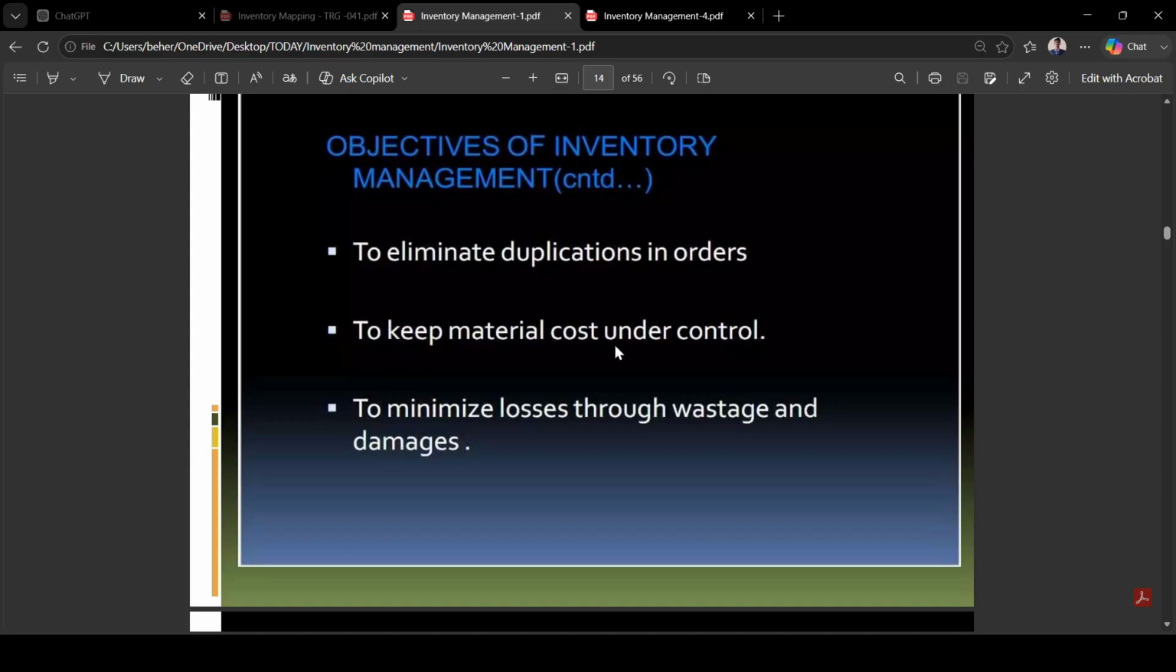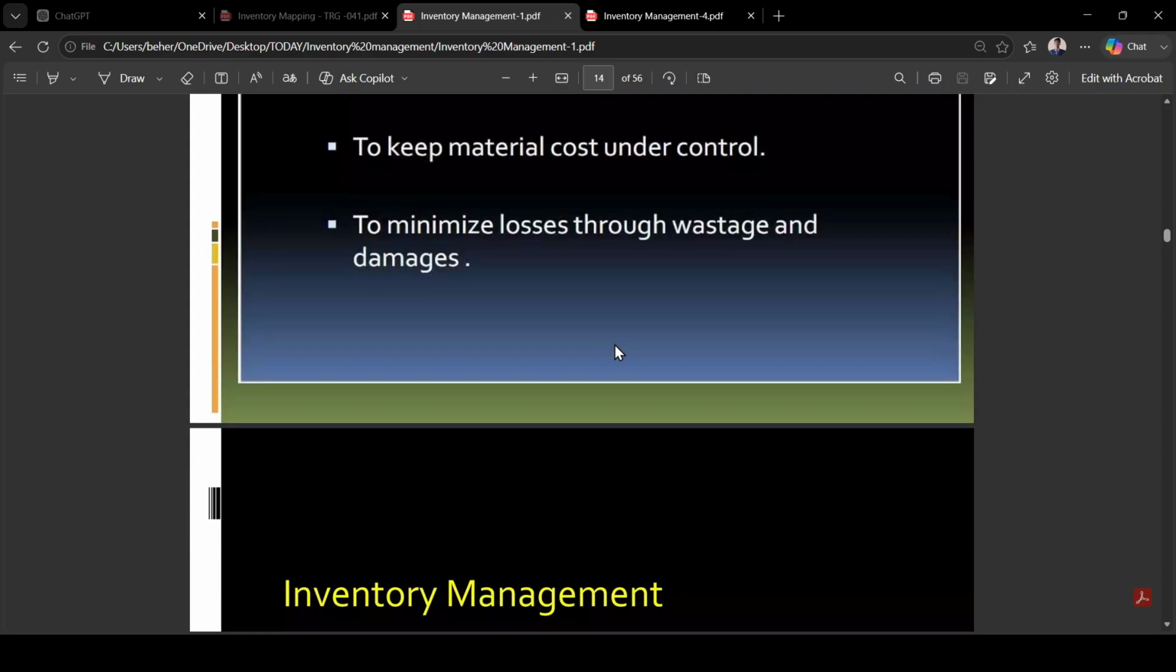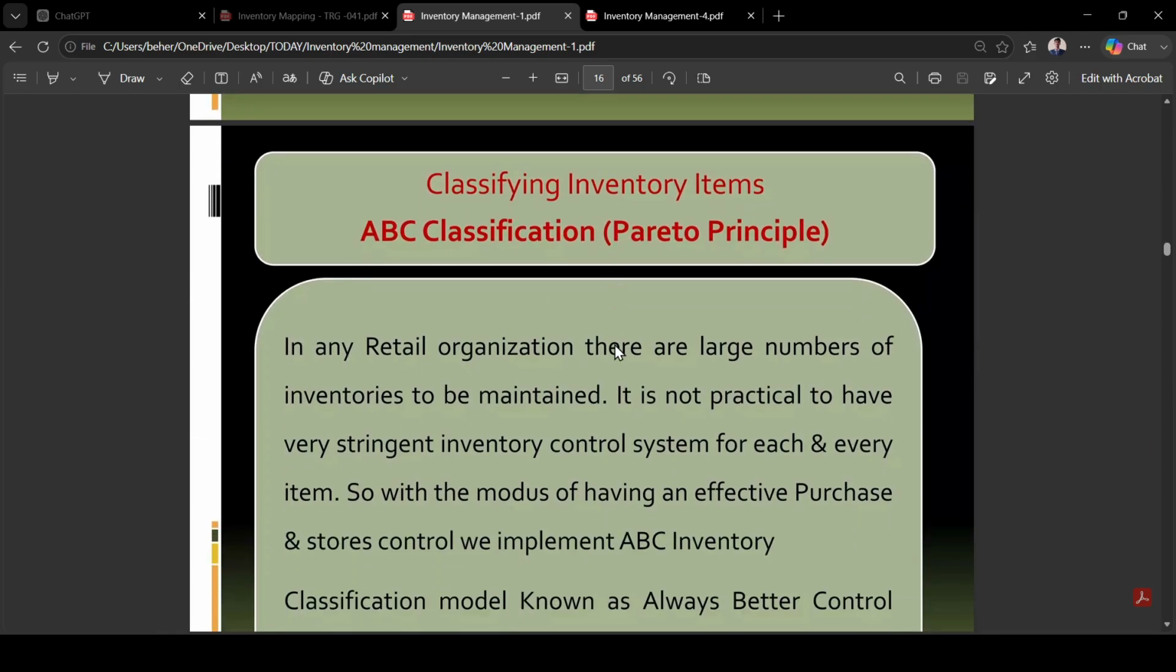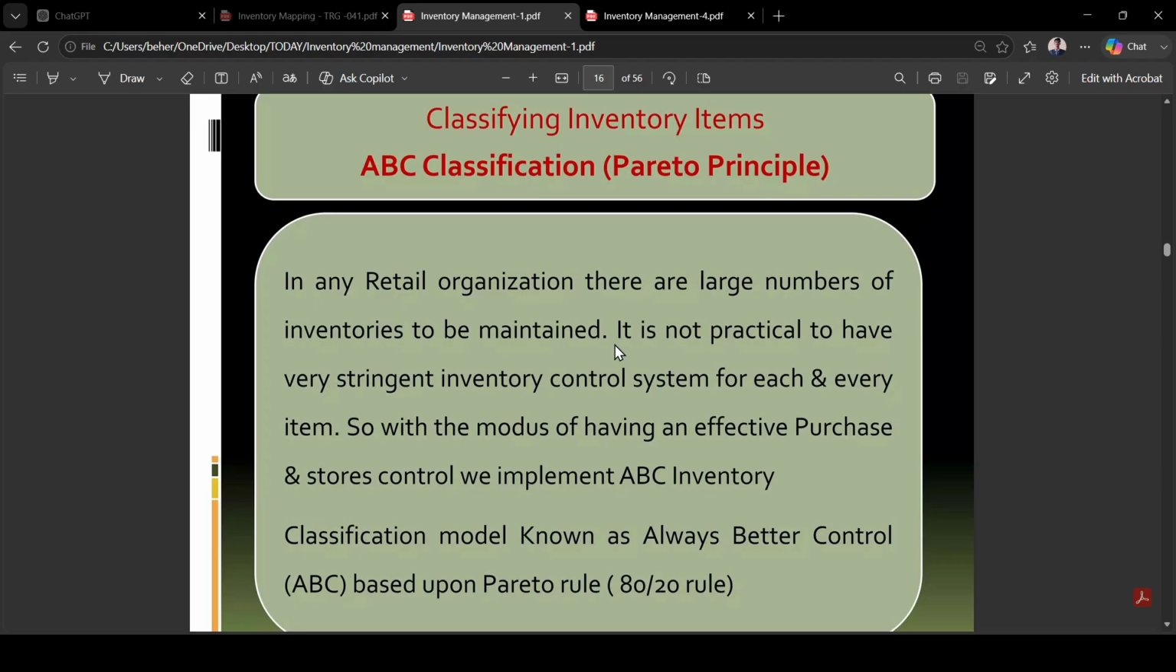The objectives of inventory management are to eliminate duplicates in stores, to keep material costs under control, and to minimize losses through wastage and damages. Inventory management techniques include ABC analysis, record accuracy, cycle counting, and control of service inventory. Classification of inventory items uses ABC analysis based on the Pareto principle.